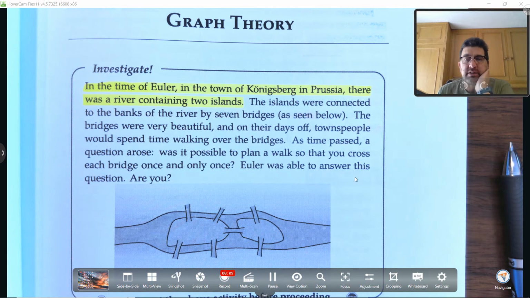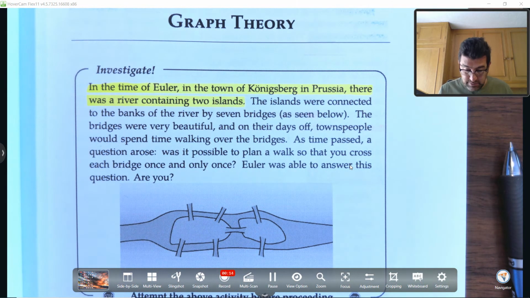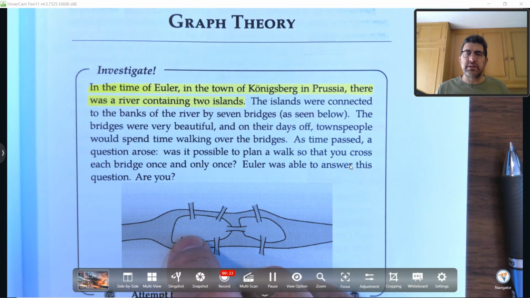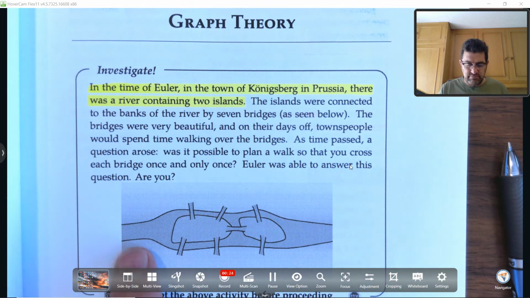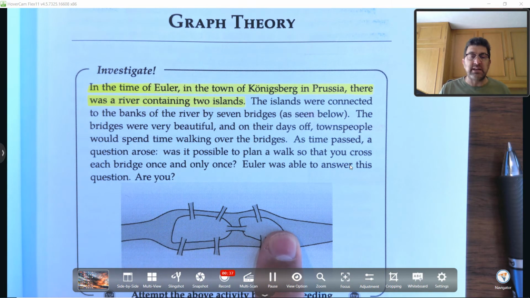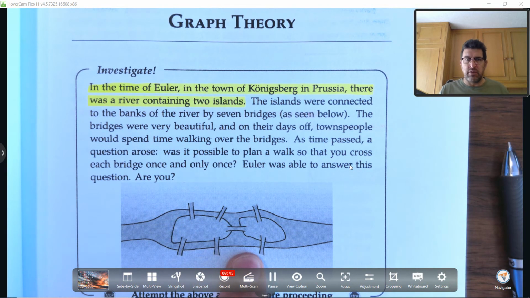Okay, today we're going to start looking at graph theory. Very, very exciting mathematics. It's brand new mathematics. In the time of Euler, you might have heard of Euler, in the town of Königsberg in Prussia, there was a river with two islands on it. The islands were connected by various beautiful bridges, and people wanted to find out whether you can walk across these islands and cross every bridge once and once only. So you don't repeat any journeys over a bridge.